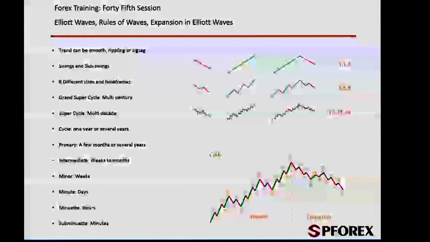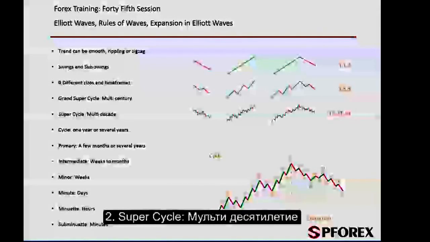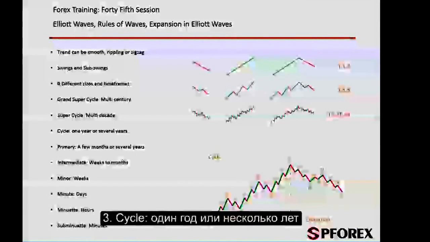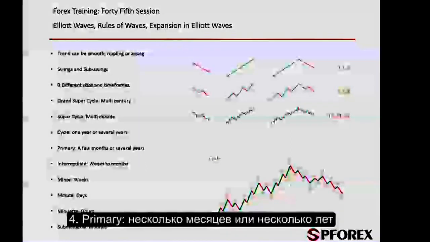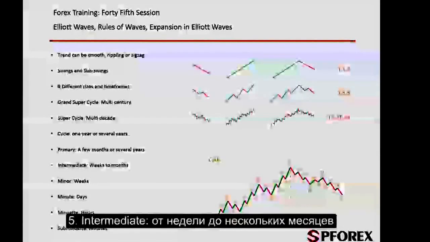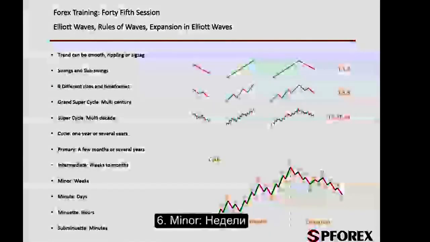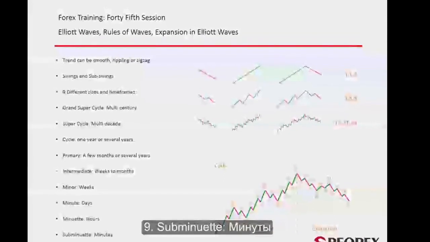Grand supercycle is multi-century. Supercycle is multi-decade. Cycle, 1 year or several years. Primary, a few months or several years. Intermediate, weeks to months. Minor, weeks. Minute, days. Minuette, hours. And subminuette is minutes.